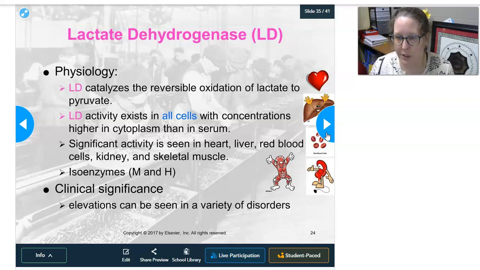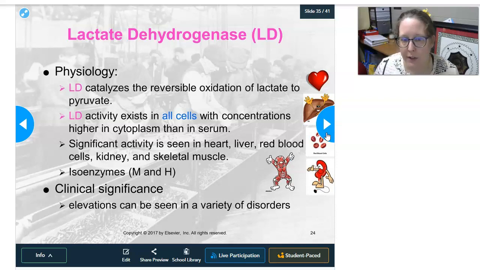If you don't have enough oxygen present, that pyruvate can be shuffled and made into lactate, which is basically lactic acid. It makes your muscles sore and all that. But then later on, the liver can start turning all that lactate, or lactic acid, back into pyruvate, which can then be made into energy. The lactate dehydrogenase activity exists in all cells, because all cells have to produce energy, and concentrations are higher in the cytoplasm of those cells than in serum.